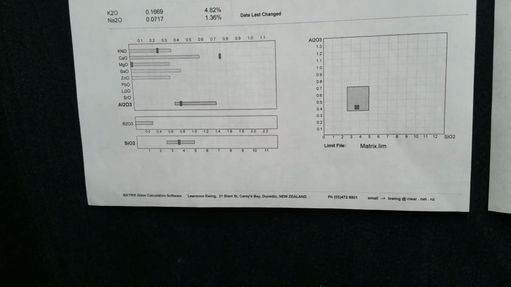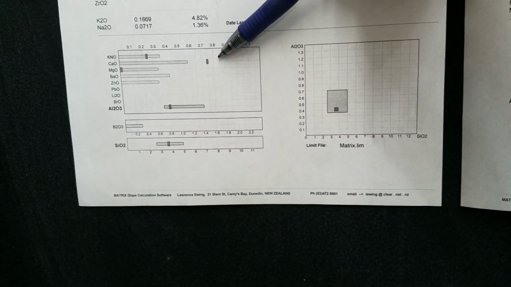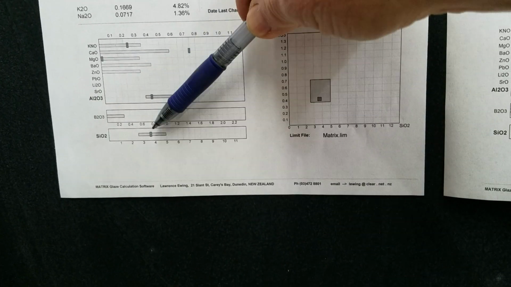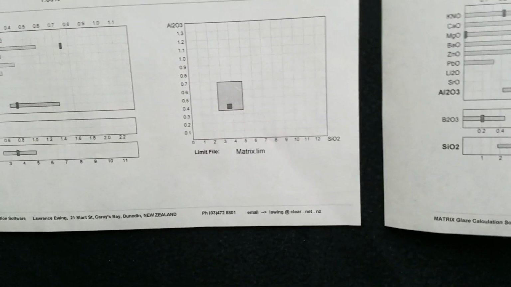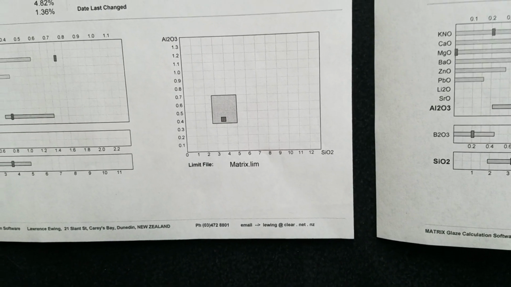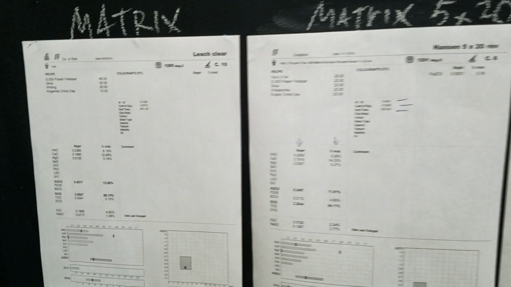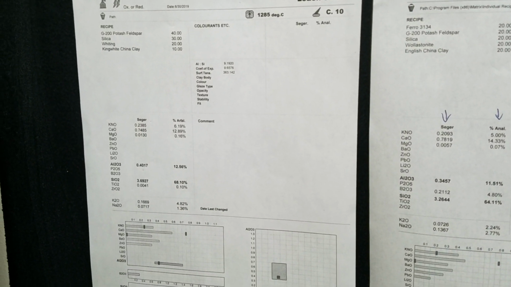This is the limits, and he'll put a little bar graph if you've exceeded. So this one is exceeding the limit in calcium. This one's on the low end of alumina, in the middle of silica, etc. And then he's got this nice grid here for the glazes plotted on the silica alumina grid. Okay, that's super nice. Then we've got the next, so that was the leach clear recipe that we talked about yesterday. I wanted to just show you that.